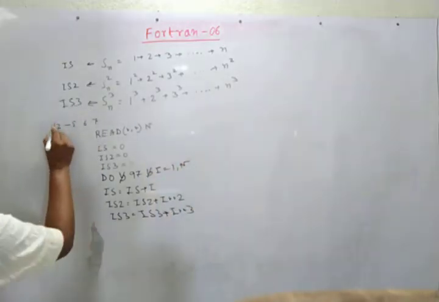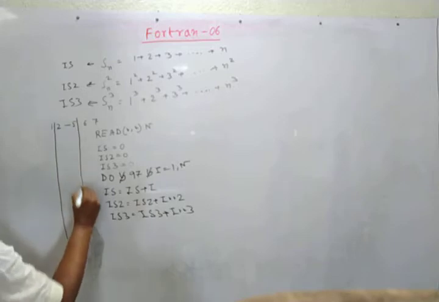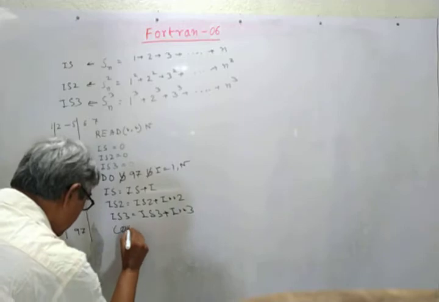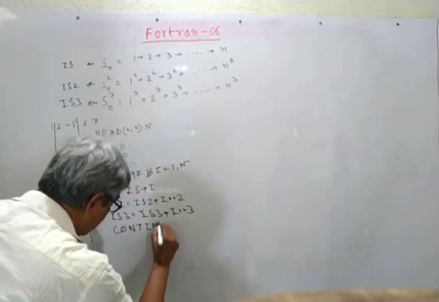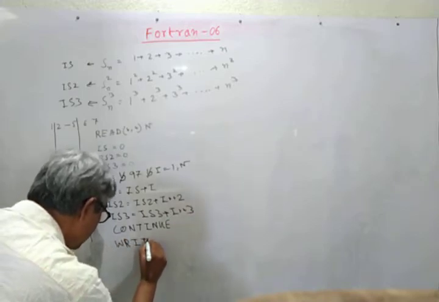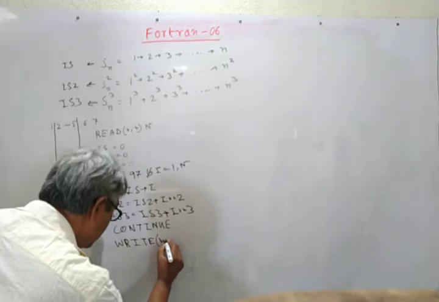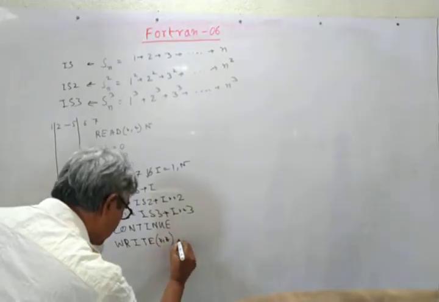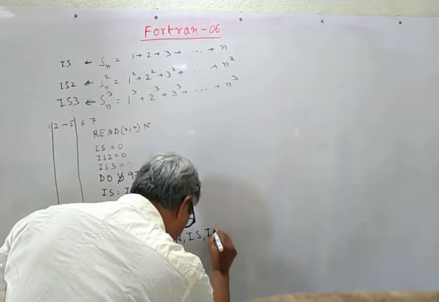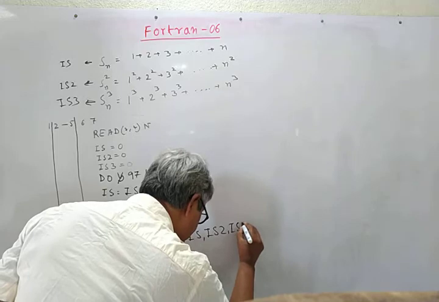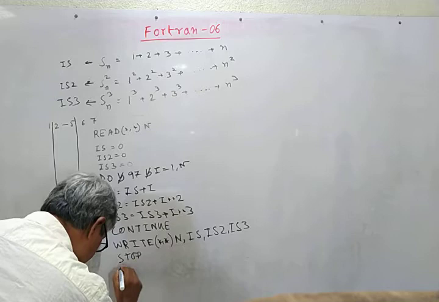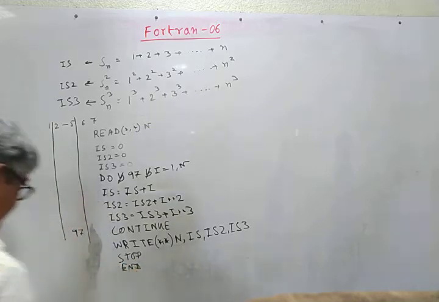Then we print star comma star, is, is2, is3, then stop and end. This is the basic program.